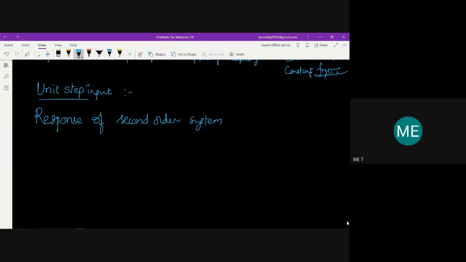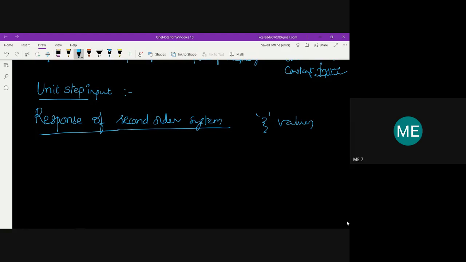So the response of a second order system, I'm going to find out. We have discussed the second order system. What is the response of a second order system for the different zeta values? Here, as the zeta varies, how is the response of the system going to be?